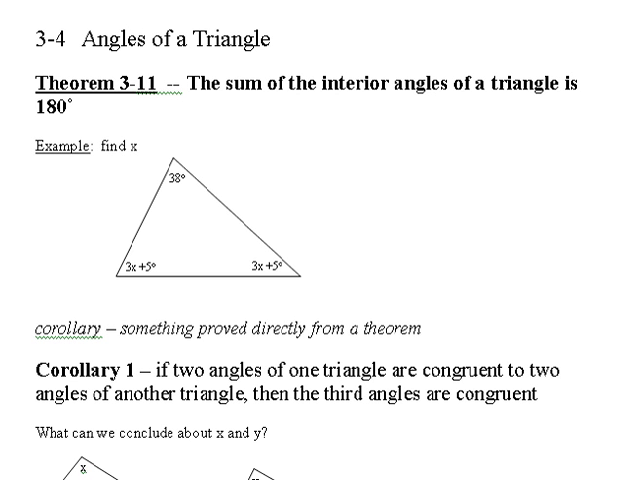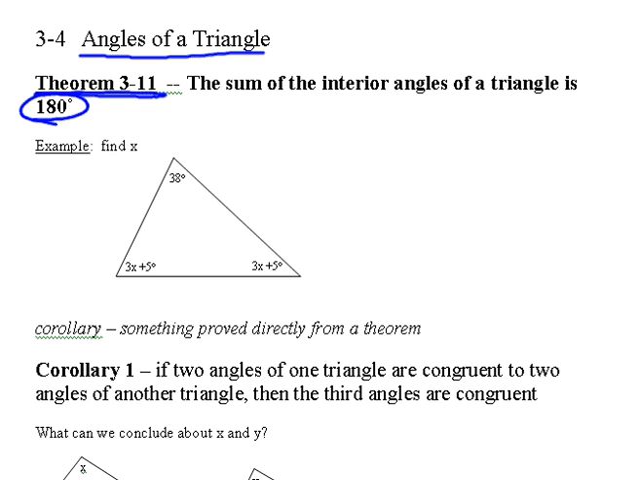All right, section 3.4 in our textbook describes angles of a triangle. So we've talked about the different types of triangles. Now we want to talk about some properties of triangles that are going to help us with problem solving. We start out with theorem 3.11, and this says the sum of the interior angles of a triangle is 180 degrees.